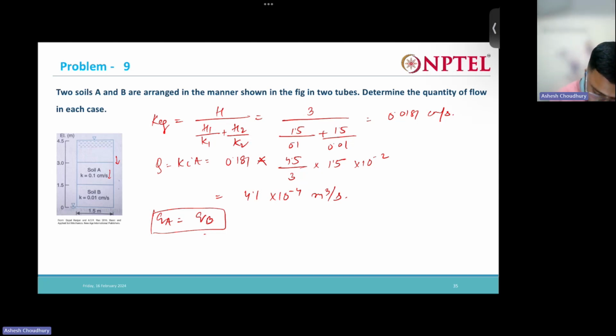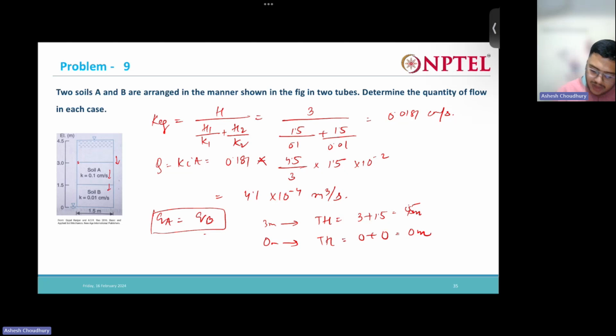Now at elevation 3 meters, what is the total head here? Elevation head is 3 meter, pressure head is 1.5. So 3 plus 1.5 is 4.5 meter. Now at elevation 0, what is the total head? Nothing but 0 plus 0, 2 meter. Done. Now this is 4.5.